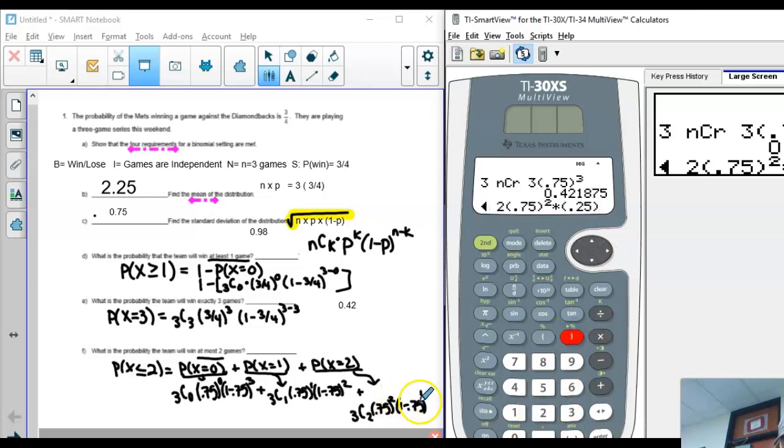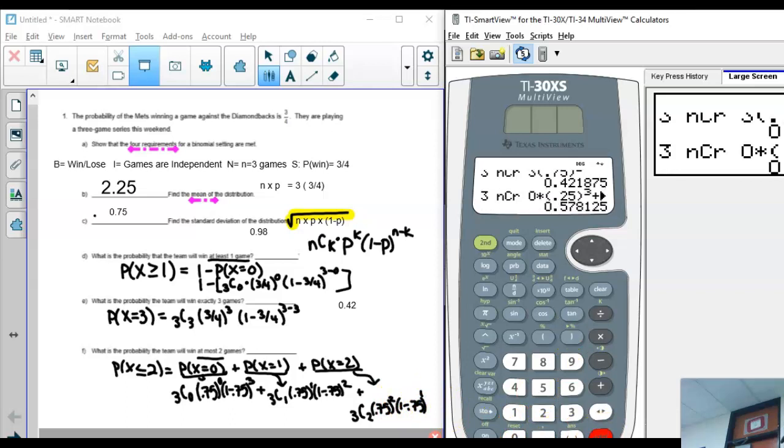And now I'm not going to write down the 1st power because I know it's just what it should be. And now I'm going to hit enter, and I get 0.5781. So I'm going to just round that up. This answer right here is 0.58.